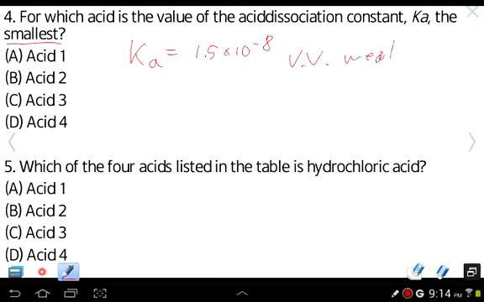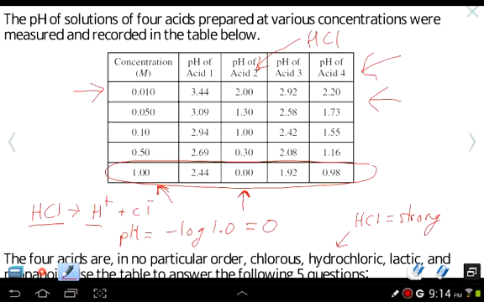And a very weak acid will have a high pH. The higher the pH, the less of the acid dissociates. So really, this is a question about which has the highest pH. Looking back over here, the highest pH is acid 1, because notice 2.44 when we dissolve a mole of it in a liter. So that would be acid 1 for this one.